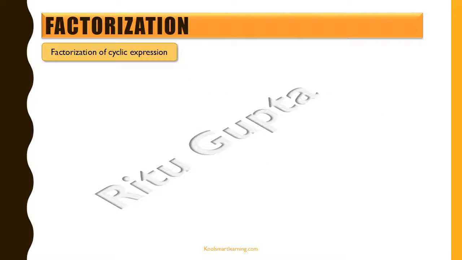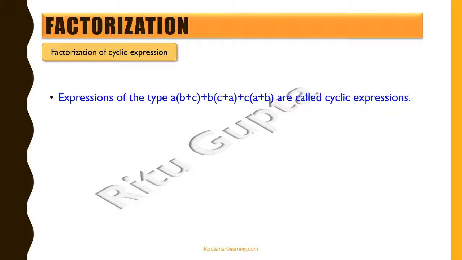Now let's see one more method that we use for factorization of algebraic expressions, but this is very specific to the cyclic expressions. So this is called factorization of cyclic expressions. Now let's first understand what cyclic expressions are. Let's first take an example. Expressions of the type a multiplied by b plus c plus b multiplied by c plus a plus c multiplied by a plus b are called cyclic expressions.